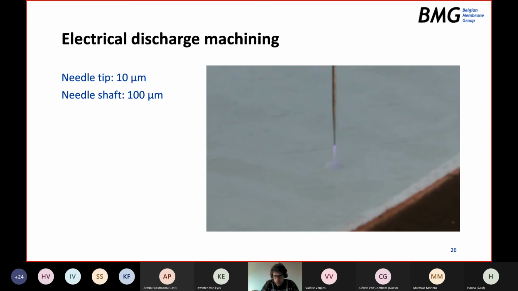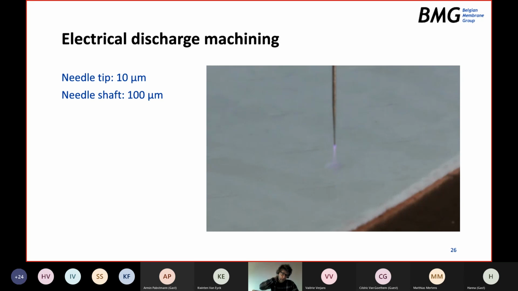So here's a picture of the ablation in progress. The sample, the white sample, is an RO membrane, an FT30 membrane. The needle has a width of 100 micrometers. So on the top, the shaft of it is 100 micrometers. The tip is 10 micrometers, and you can see the purple plasma in between where the spark is occurring.